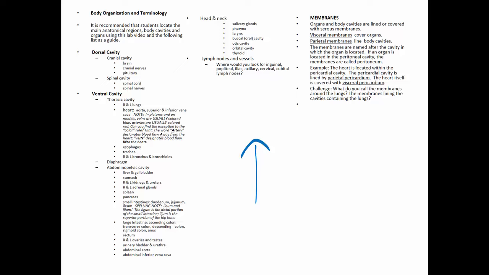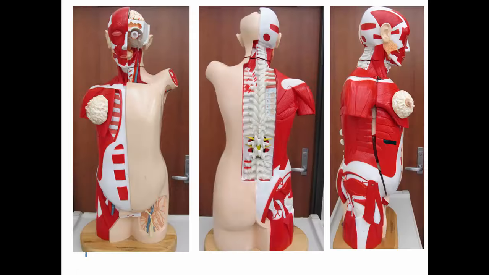I've included in this PowerPoint your list of structures. Now I realize this is kind of small, but you also can download this from Blackboard. So as I talk to you about the different structures you need to know, you can go through and simply check them off your list as we discuss them. This is a picture of one of our models in our lab. We have several different types of models, and I'll try to include as many different versions as I can between the PowerPoints and your YouTube videos.